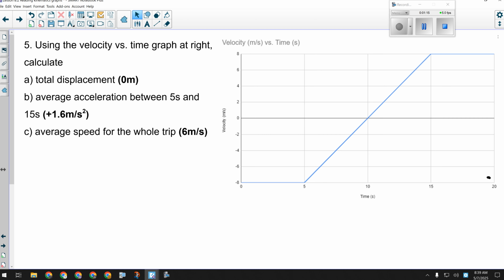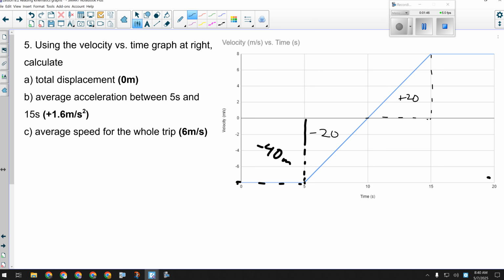Now if I wanted to actually do the math, I totally could. If I want to calculate the displacement for this section of the graph, it would be -8 times 5, so that's -40 meters. Then 40 divided by 2, that's -20, and the same would be true here: +8 times 5 is 40, +40 divided by 2 is +20, and then 8 times 5 is +40. If I add all those things up, I got +60, -60, it adds up to 0.